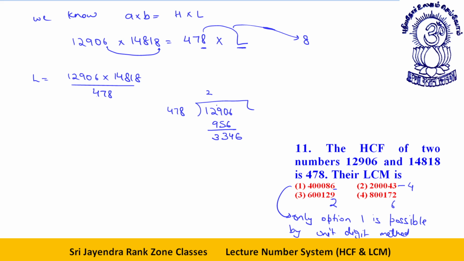Now I will again apply the same digit. That is, I will multiply by 8. Why? Because 8 into 8 will give me a 6. Now I am trying by that method. Look, now 8 into 8, 60. Sorry, 8 into 6.